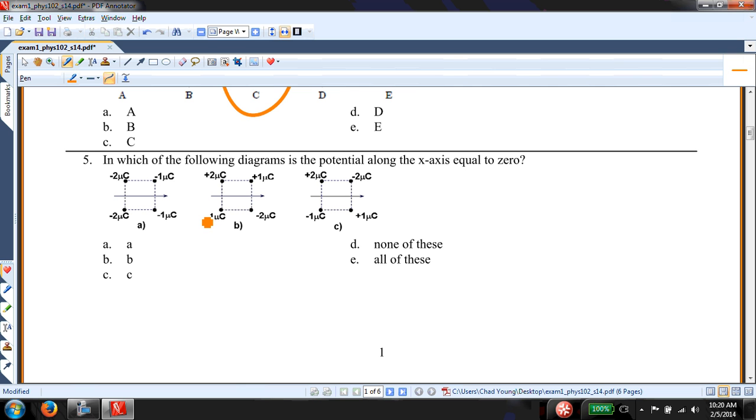Which of the following diagrams has potential on the x-axis equal to 0? All right, so imagine you take a point, say right here, and I ask myself, do these potentials cancel? And they do not. Notice they're both negative, so they don't cancel. So I have a negative potential all along that axis. Here, let's imagine, do those potentials cancel? Now I have a positive and a negative charge, but they don't cancel because they're not the same distance from that point. So no on that one, no on that one. And here, similarly, I have positive and negative charges, but they're different distances from the axis. So the answer is D, none of these.